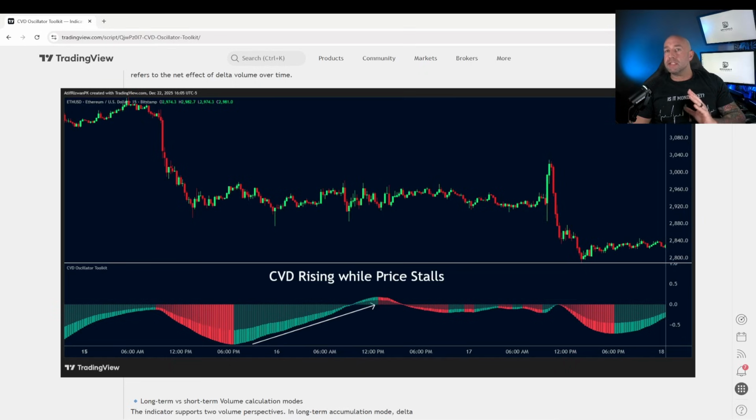So, for this reason, CVD is especially useful during consolidations, false breakouts, liquidity sweeps, and late stage trend conditions, where price action may appear convincing, while delta volume tells a different story.